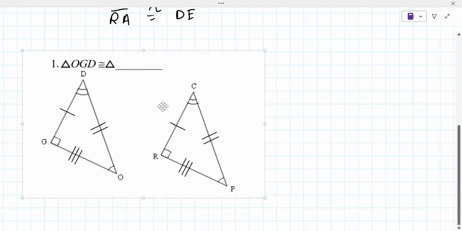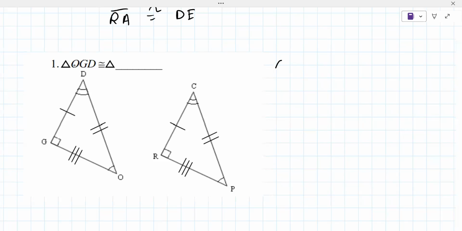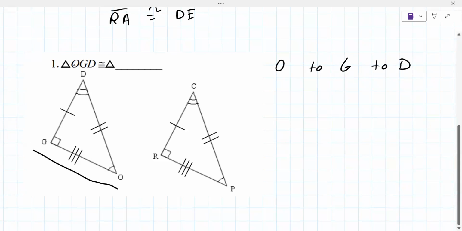You go in, right, in two different places. But the order matters here. You want to read this as O to G to D, O to G to D. That means you're starting at O, going to G. Oops, that doesn't work. O to G to D.